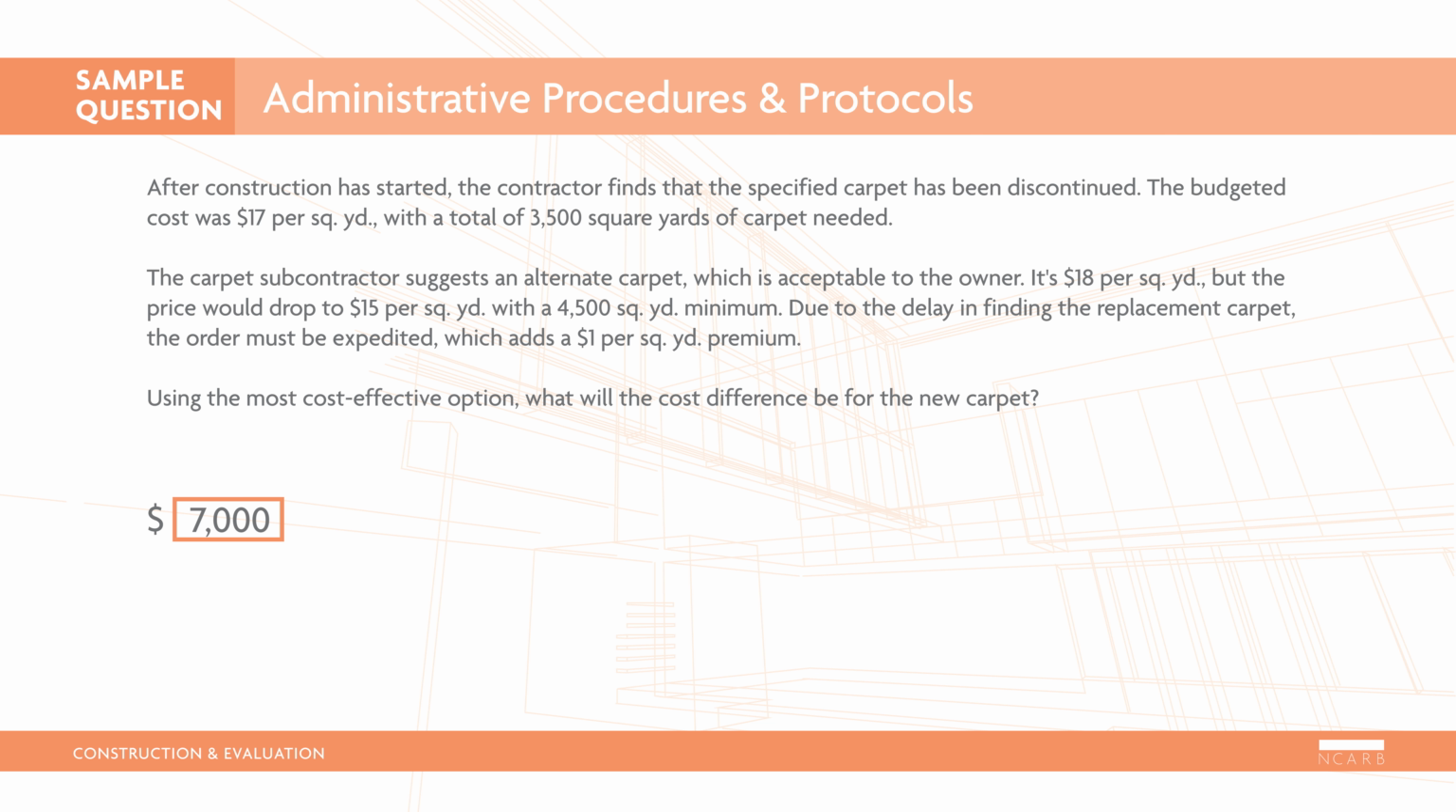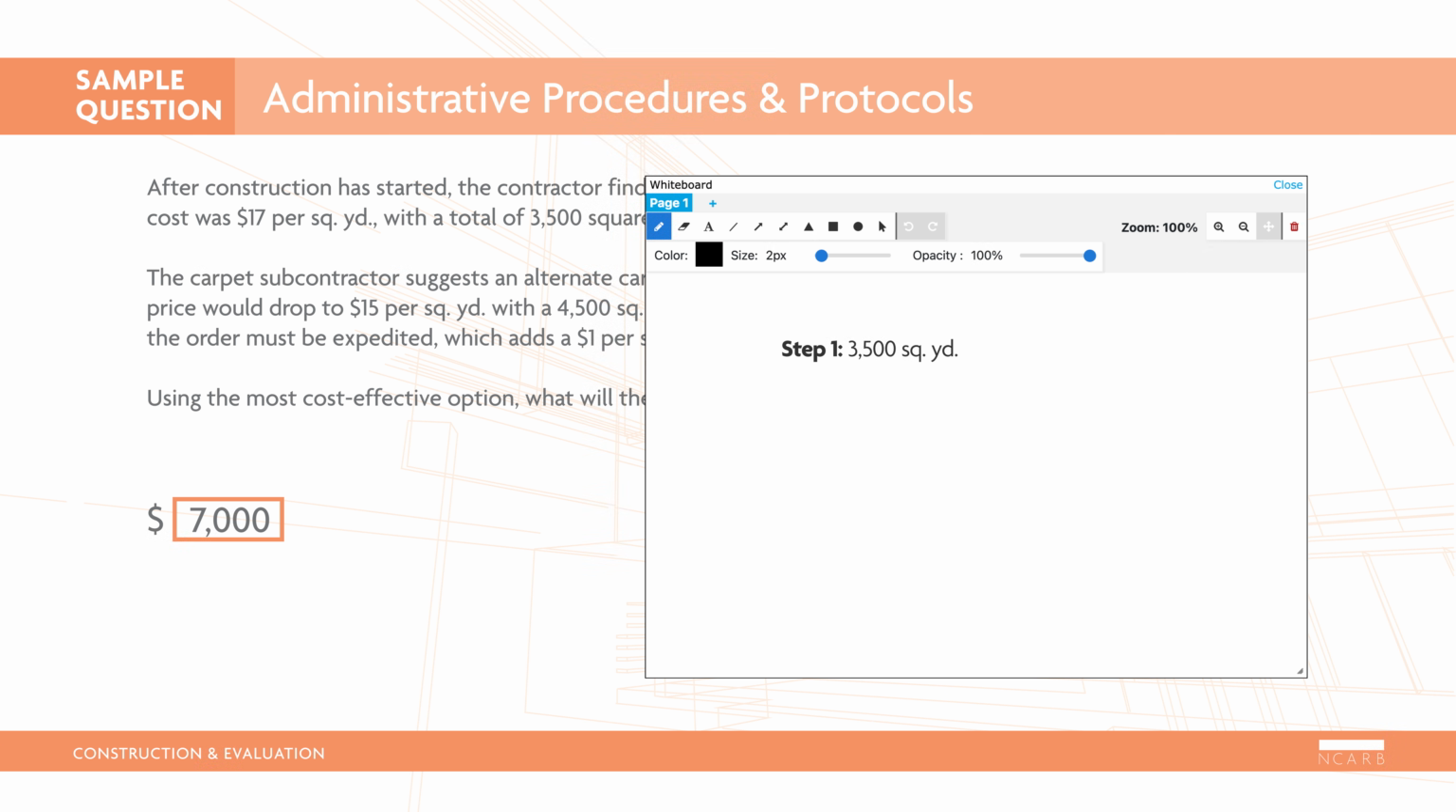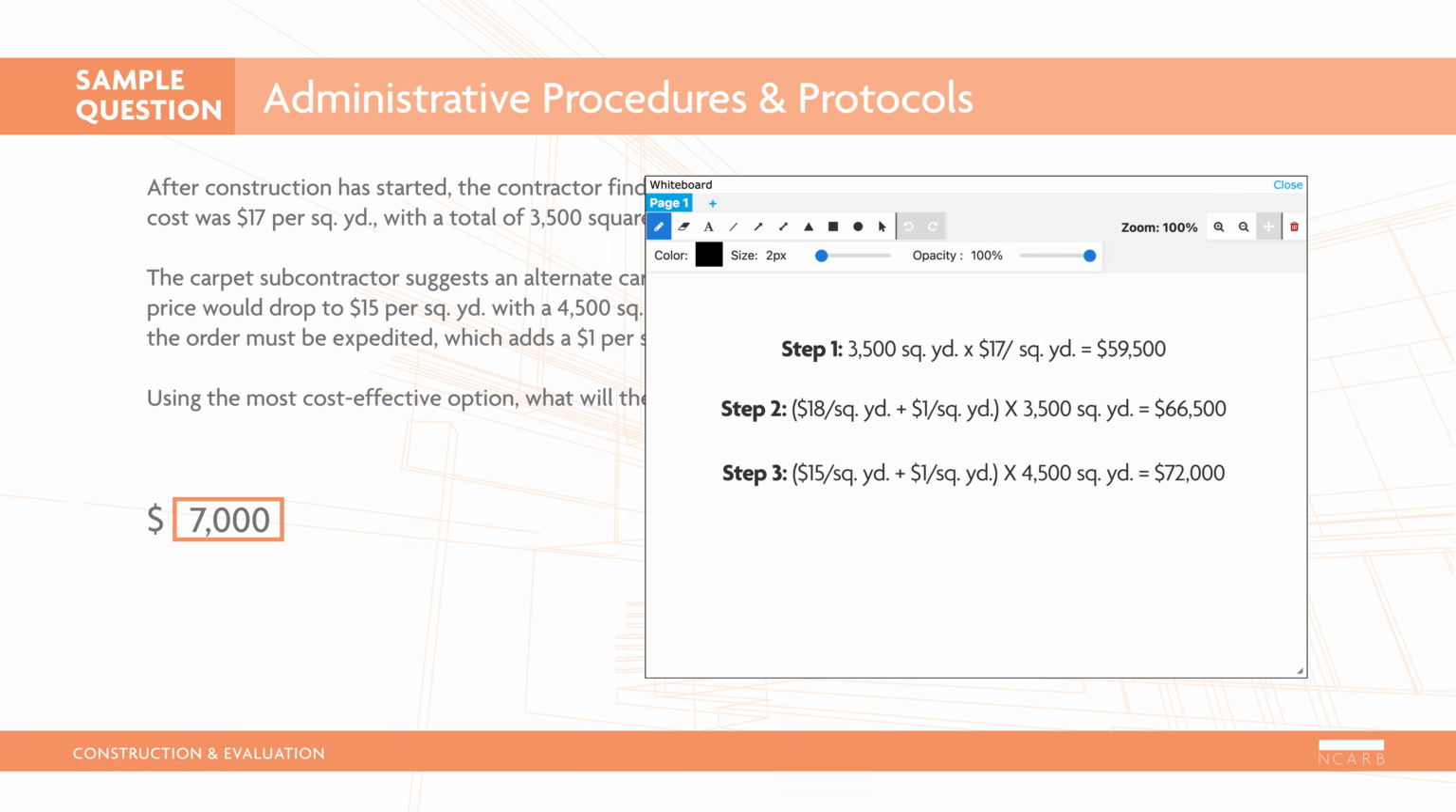The correct answer is $7,000. You'll first need to calculate the original cost of the carpet. Next, you'll calculate the cost of the 2 alternates, the higher price at the specified yardage and the discounted price at the increased yardage. In both cases, the premium for expediting the order must be included. After deciding on the more cost-effective option, you'll subtract the original cost from the cost of the alternate to determine the cost difference. Because the $ is included next to the answer box, you know the answer must be provided in dollars. This is an AE level item requiring you to analyze cost and specification information to evaluate product alternates.